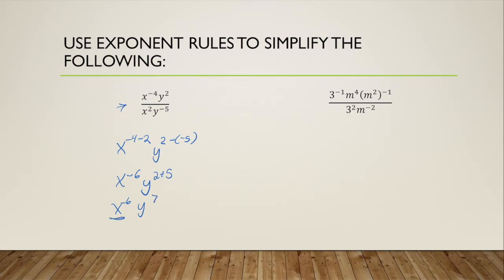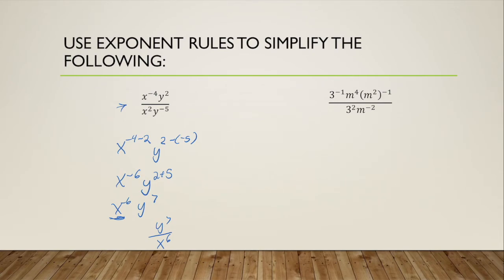Because I have a negative exponent, that's going to go in the denominator. So I have y to the 7th over x to the 6th as my final answer. And this is fully simplified. I have two bases, x and y, that each occur only once. No negative exponents, no exponents of 0 or 1. Let's take a look at this next example.